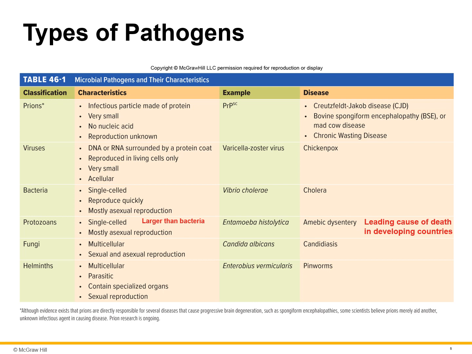Then we move up to viruses. Viruses, again, are DNA or RNA that are wrapped up in a protein coat. They have to be inside of a living cell to reproduce, so they're a little bit of a freeloader, honestly. Chickenpox is an example of a virus. Flu is an example of a virus.